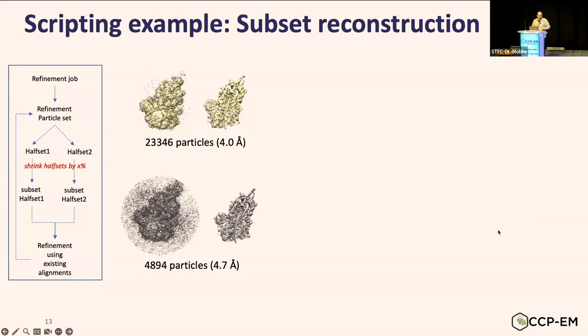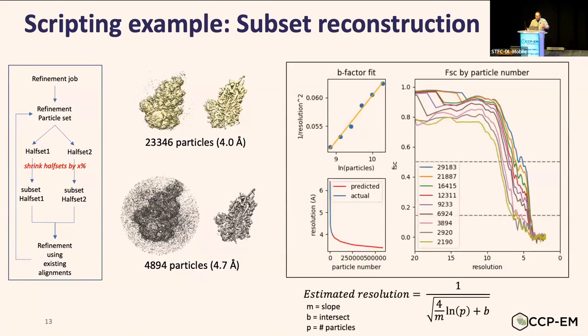And this can be used in the same manner as the Relion B-factor script that was included with the original Relion to make a prediction about how much resolution you might gain by adding additional particles. Again, this is all scripted in the pipeliner, and it's there as an example showing how you can script very complex tasks using pipeliner.